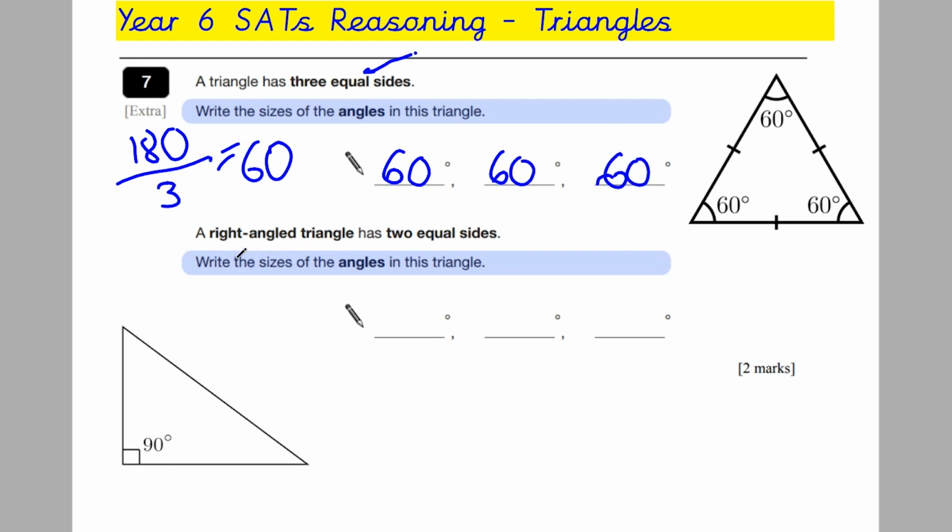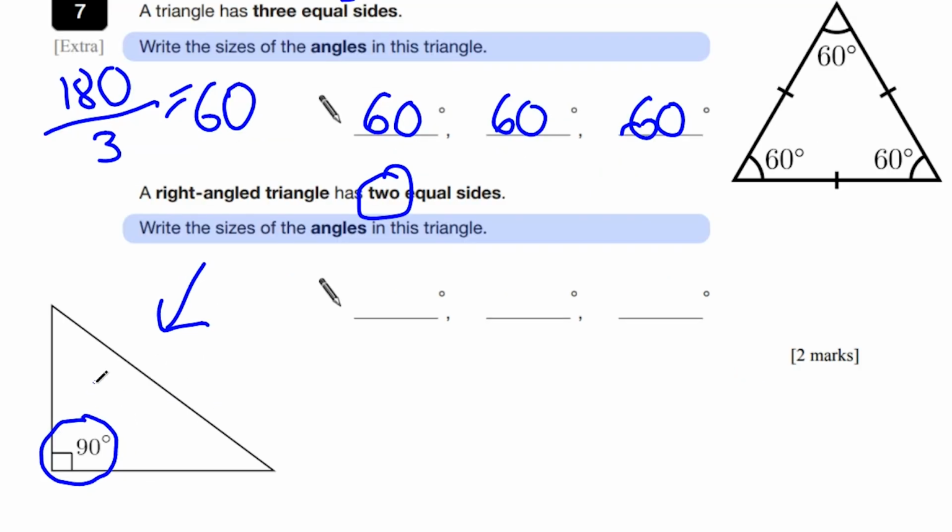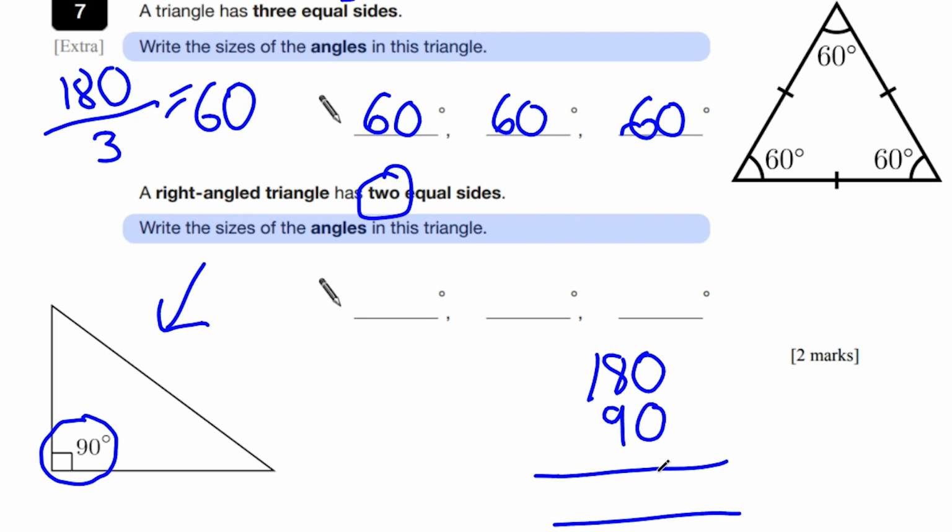The second part of this question says a right angle triangle has two equal sides. So we've got more information here, and I've included a picture of a right angle triangle just down here. And you can see that one of the angles, being a right angle, must be 90. Now, if we know that all angles inside a triangle add up to 180, and one of those angles we know already is 90, then if I subtract 90 from 180, and you shouldn't have to do this column method, but we should know that two 90s go into 180. So we're left with 90.